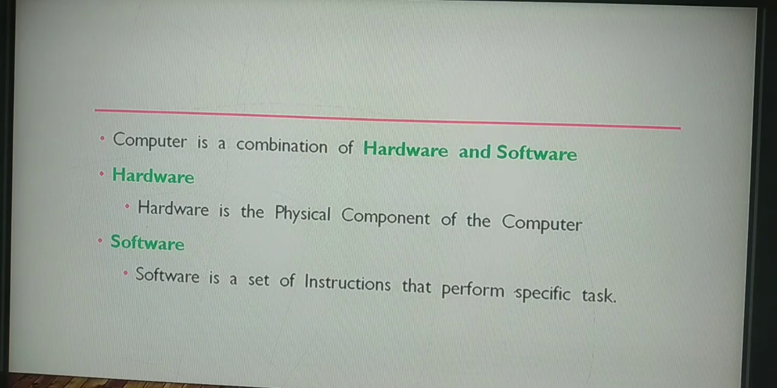The next one, computer is a combination of hardware and software. The definition for hardware: hardware is the physical component of the computer. The next one, software: software is a set of instructions that perform a specific task. So this is the definition for hardware and software. By this we completed this lesson.